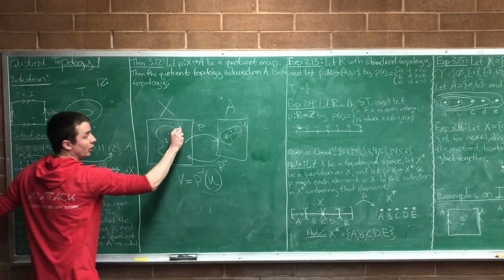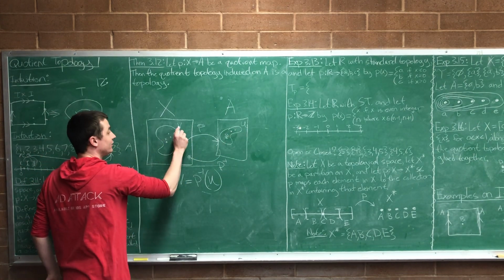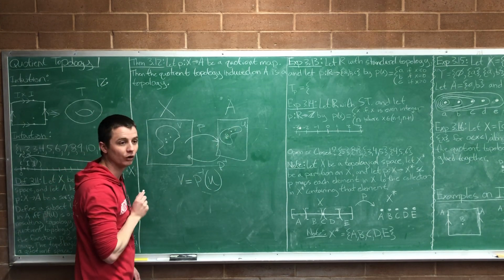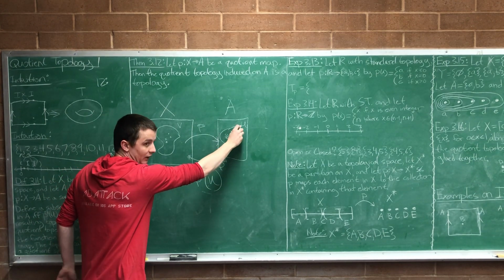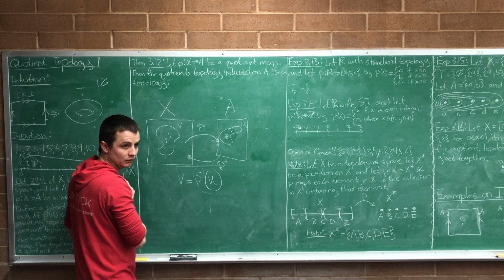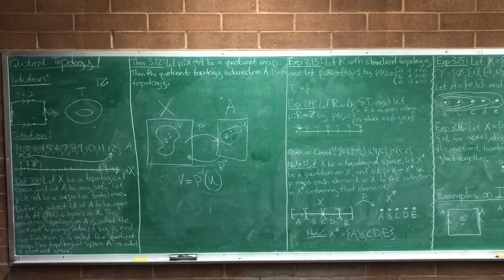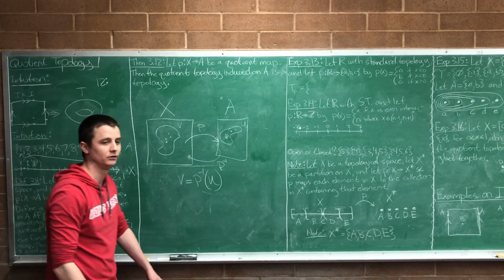So if this thing happened to be open, then this thing's open. If this thing wasn't open, then this thing isn't open. This is open if and only if this is open. That's how we're going to define our topology. The resulting topology on A is called the quotient topology, induced by P, and the function P is called the quotient map. The topological space A is called a quotient space.